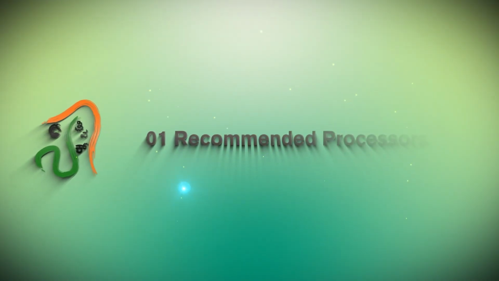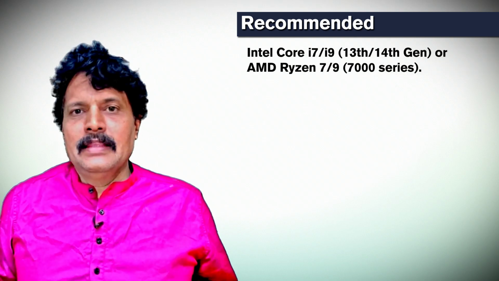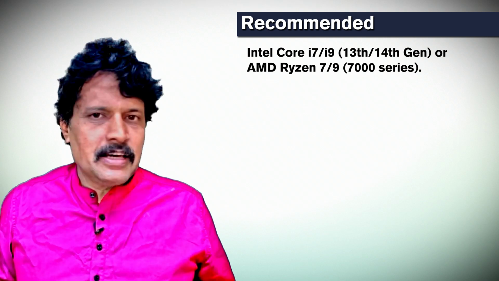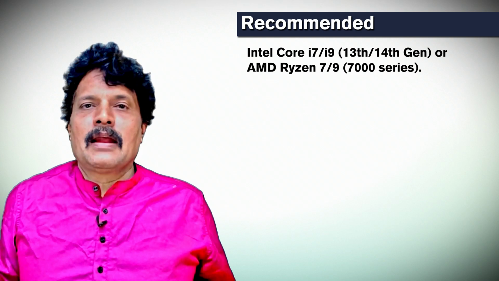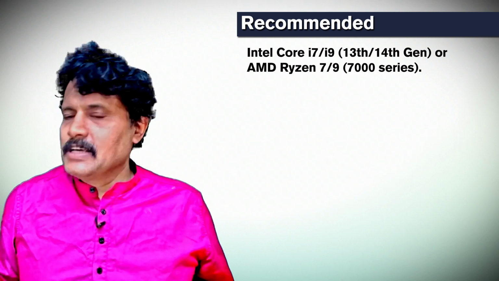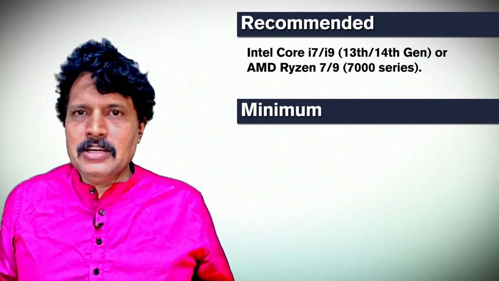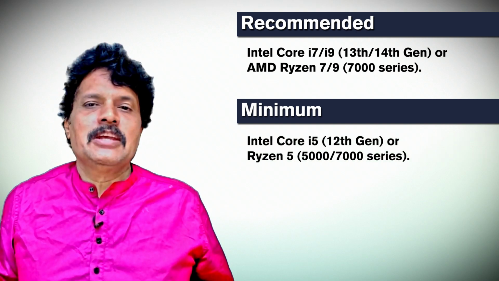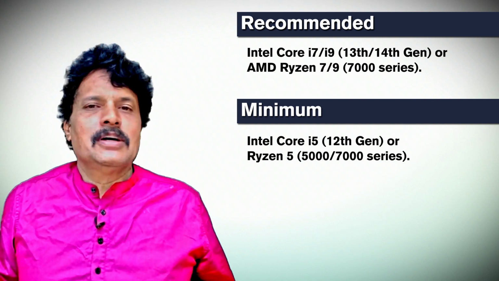Now coming to Windows machine, let us start with the CPU. The recommended CPU, if you are doing professional work, is Intel Ultra i9, that is the 14th generation that you are seeing here. Or you can even go for Intel i7, or AMD Ryzen 7000 series. So this is for professional level. However, if you want a minimum system to run Unreal Engine, you should at least have a 12th generation Intel i5 processor or AMD Ryzen 5, that is 5000 and 7000 series.